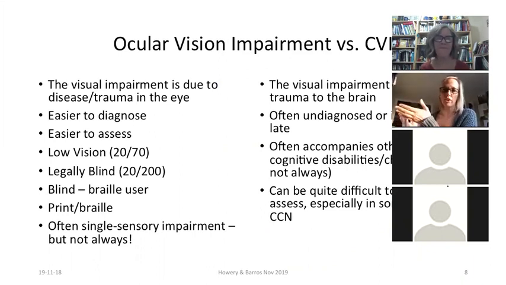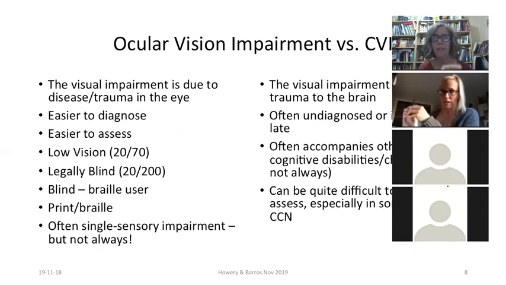So in ocular visual impairment, as we said, the visual impairment is due to disease or trauma in the eye. It's easier to diagnose. Ophthalmologists have an amazing handle on this. It's easier to assess. We use the low vision would be 20 over 70. That's an acuity number. 20 over 20 would be typical vision. So 20 over 70, when you see these numbers, it means that what somebody can see at 70 feet really clearly, that same person with 20 over 70 would need to be at 20 feet to see with the same acuity. Yes?